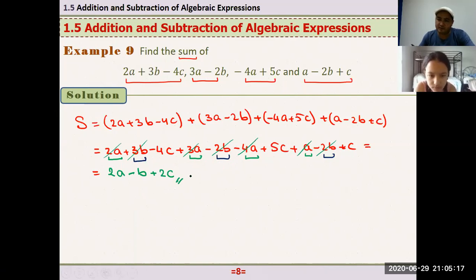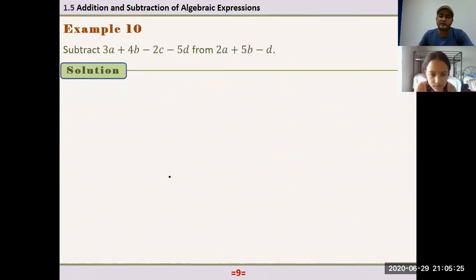Okay, mentally, can you add or subtract things fast? That is the important thing here. Now another example: subtract 3a plus 4b minus 2c minus 5d, that is one algebraic expression, from 2a plus 5b minus d.